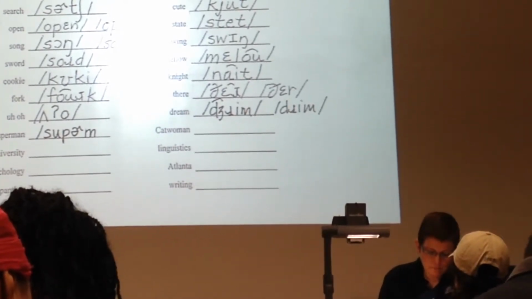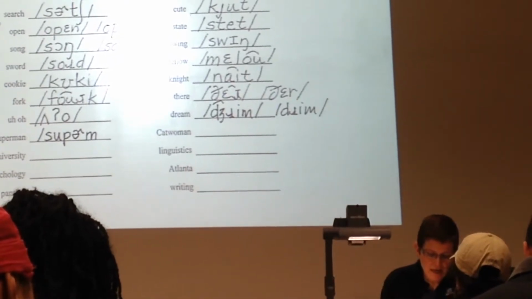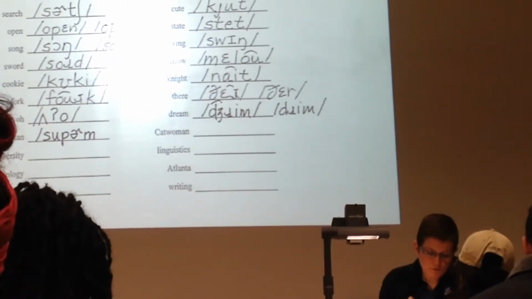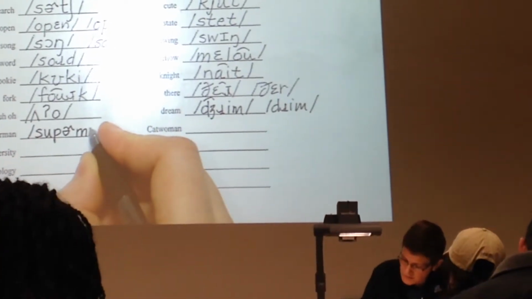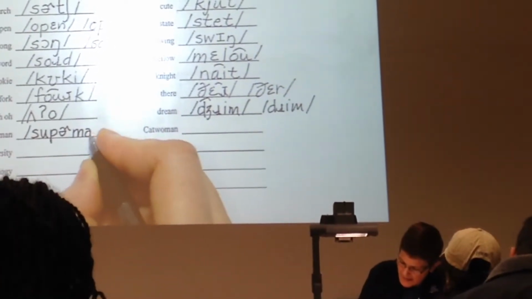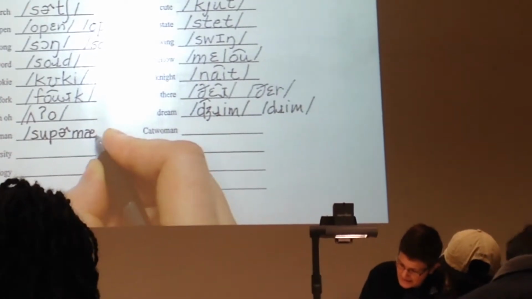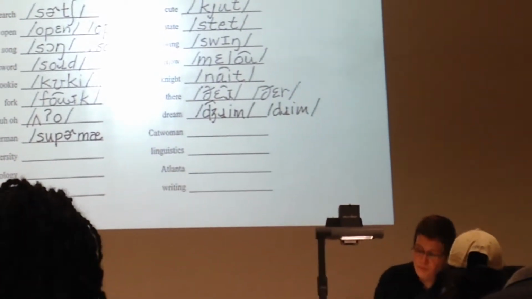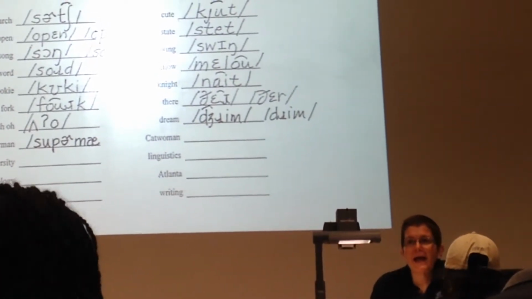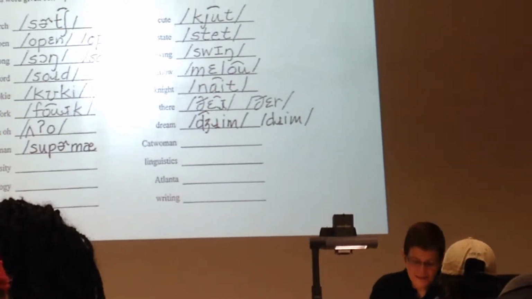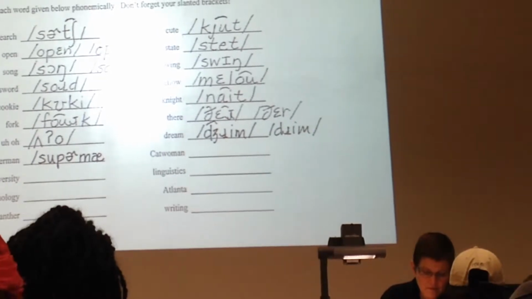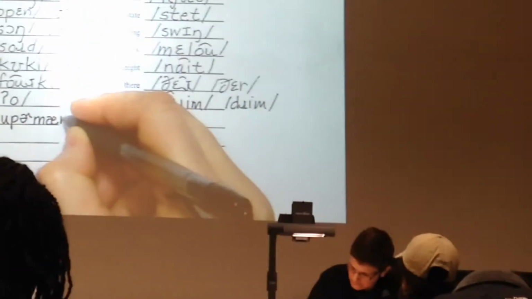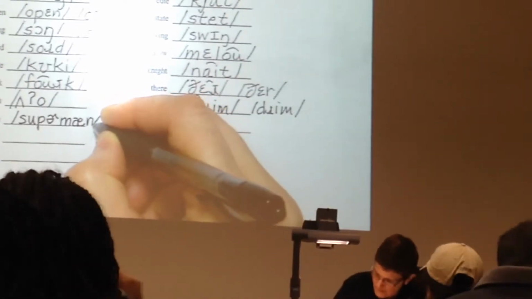Next, a mid near open front vowel, right here. Superman, this is the A-E symbol, it kind of looks like A and E smushed together. Superman. And lastly, what's our last phoneme? A voiced alveolar nasal. Good. Superman.